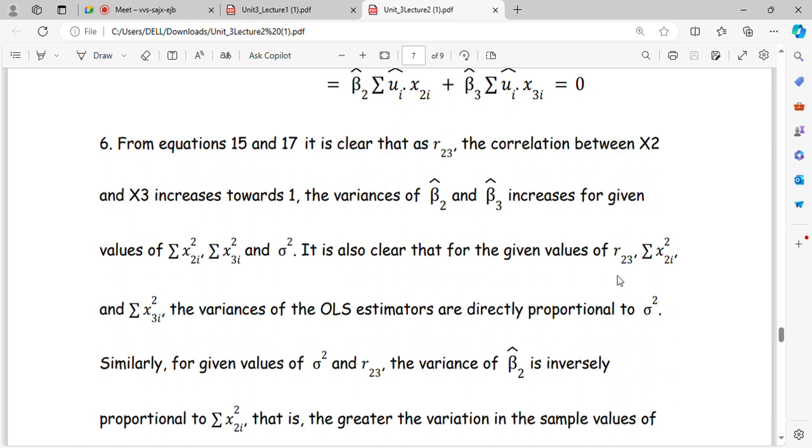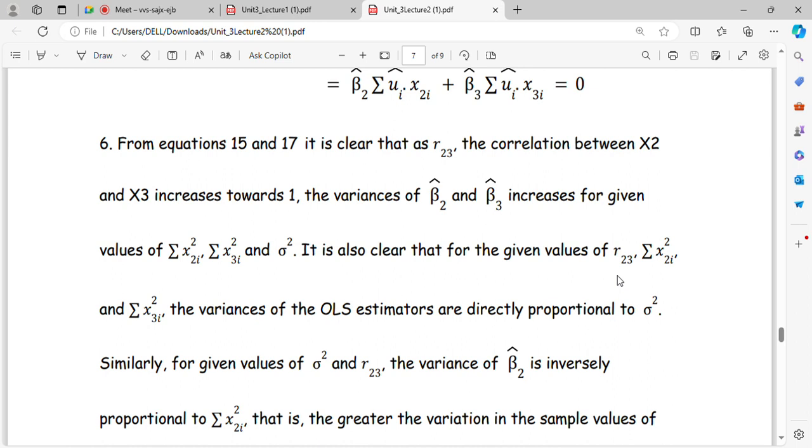The more the correlation between x2 and x3 increases, the more the variance of beta 2 hat and beta 3 hat will increase, for given values of summation x2i square, summation x3i square and sigma square. It is also clear that for given values of r2,3, the correlation coefficient between 2 and 3, summation x2i square and summation x3i square, the variances of the OLS estimators are directly proportional to sigma square. That means the more sigma square increases, obviously the variances of beta 1 hat and beta 2 hat will rise, right?